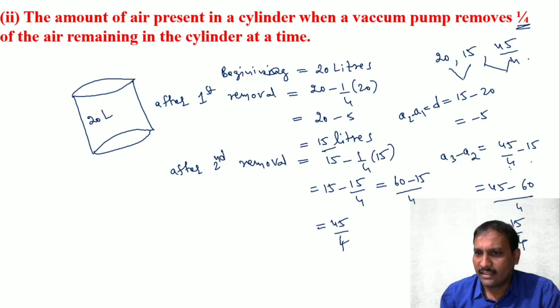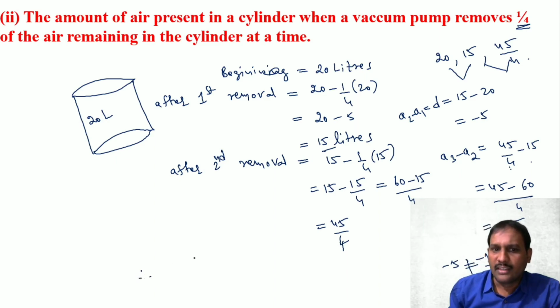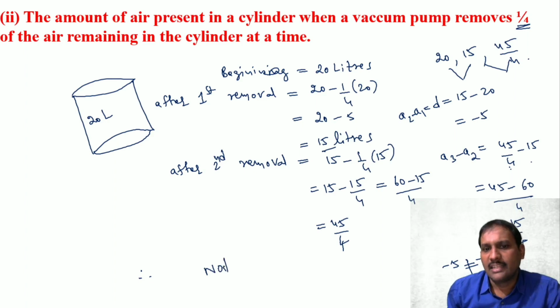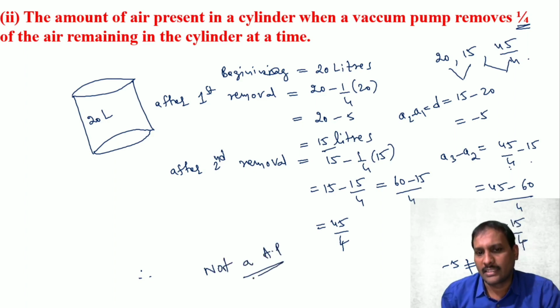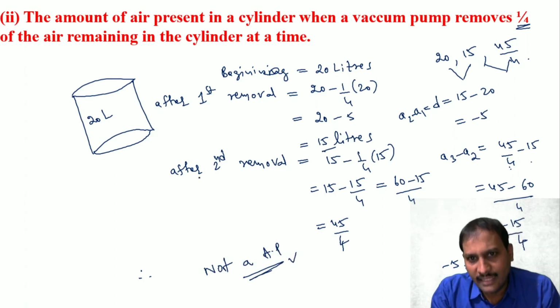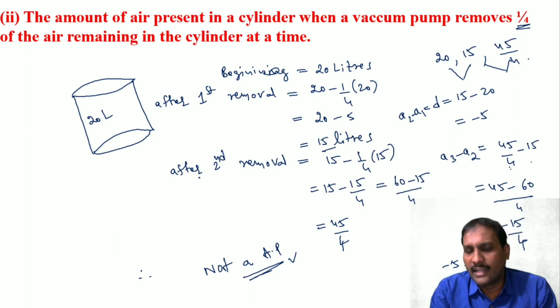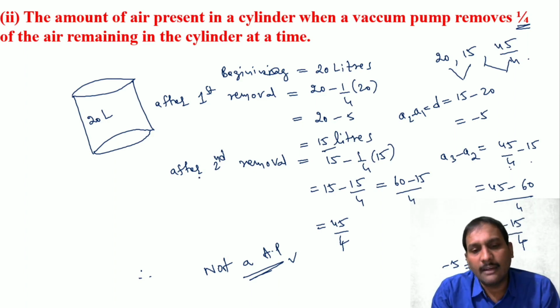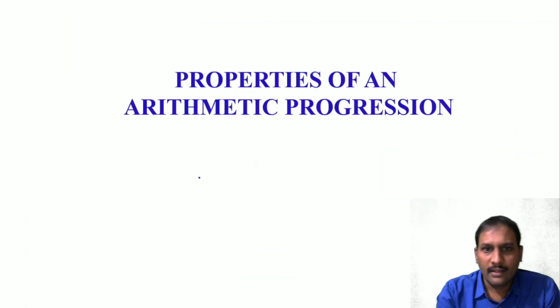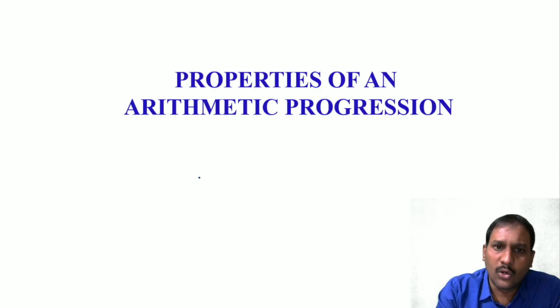So here minus 5 and minus 15 by 4 are not equal. Therefore, these numbers do not form an arithmetic progression. So this is not an AP. The numbers involved in this situation do not form an arithmetic progression. Now we will go through some properties of an arithmetic progression.